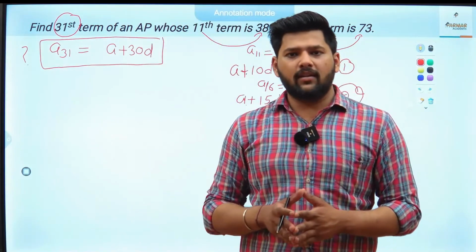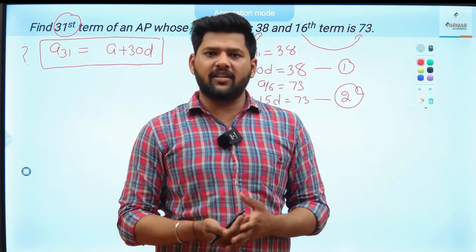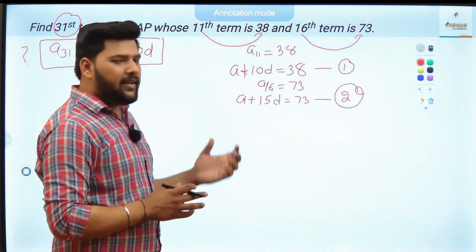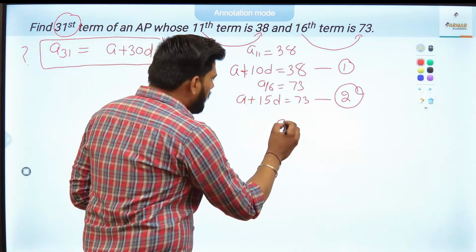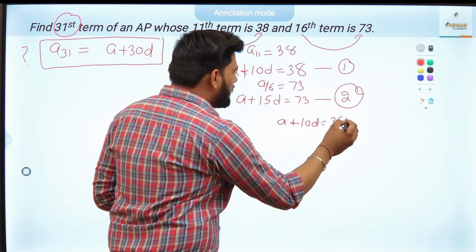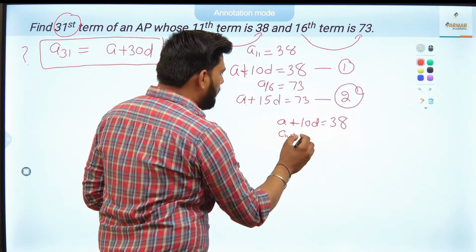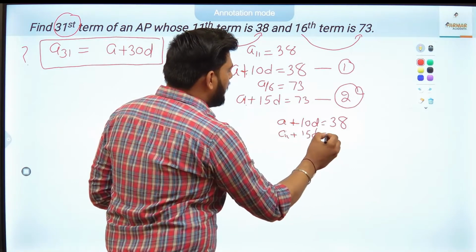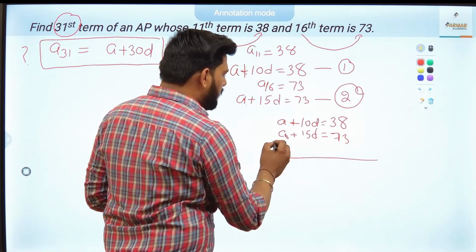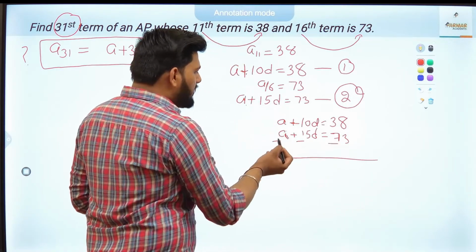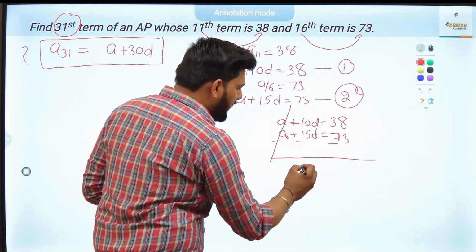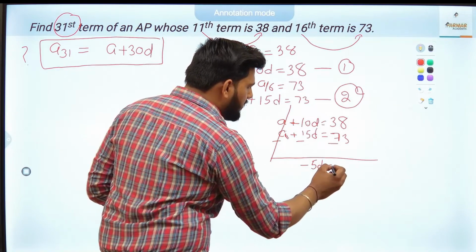So we will simply solve these equations using the elimination method, substitution method, cross multiply, or any of the methods. So we will apply the elimination method. First equation, a plus 10d is equal to 38, and the second equation, a plus 15d is equal to 73. Now change the sign of the second equation. Plus a and minus a get cancelled out. 10 times difference positive, 15 times difference negative. That is minus 5 times the difference.